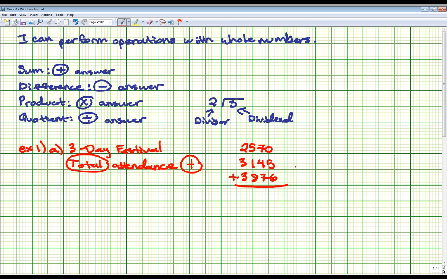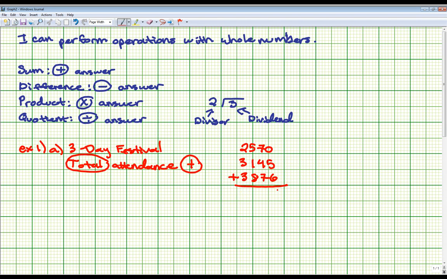So I'm going to let you pause the video and actually add up your columns. You should know how to do this from previous math. If you're not sure, you can always come in and get some extra assistance from me. Pause the video if you don't want to hear the answer right away and try it on your own.